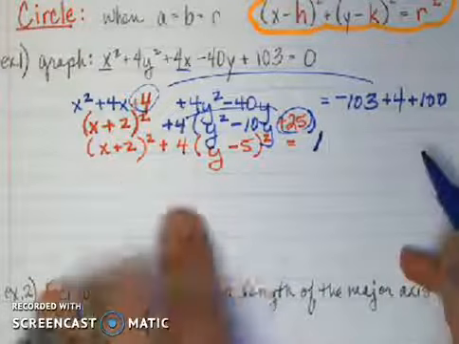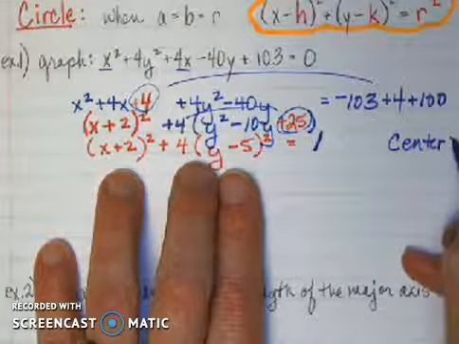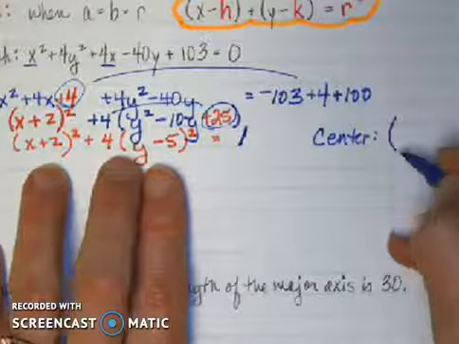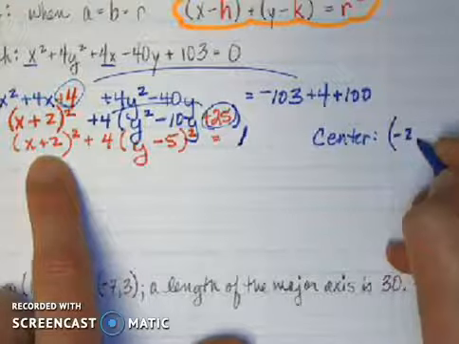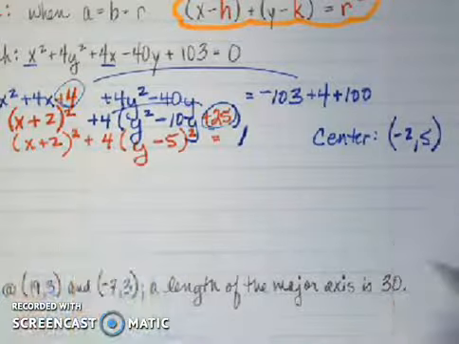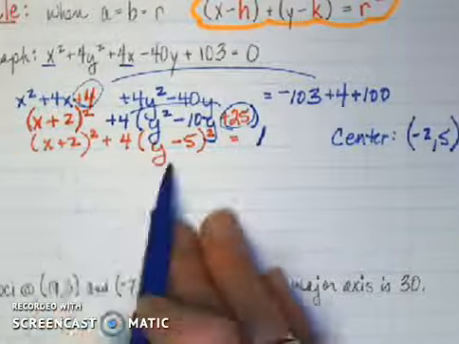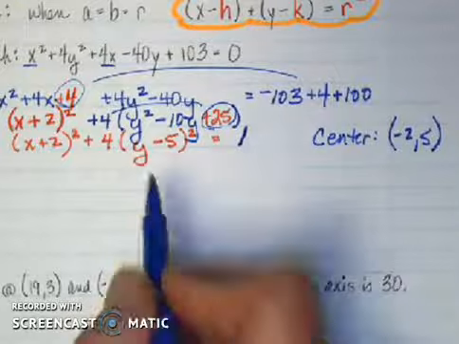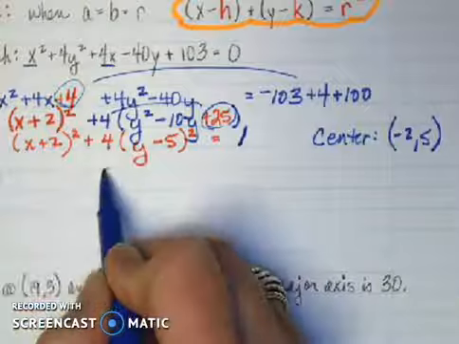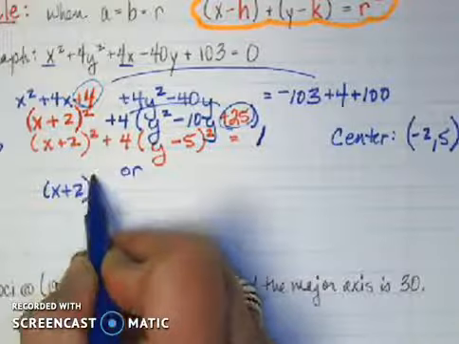I also can tell right now from here what the center is. Right? It's our h and k. So the center is at negative 2, 5. And I can tell, well, just a second, let's see. I need to have the values on the bottom. I need to have my a squared and my b squared. So you can leave it this way. That is acceptable. Okay? Or you can write it as x plus 2 squared, and that is over 1.